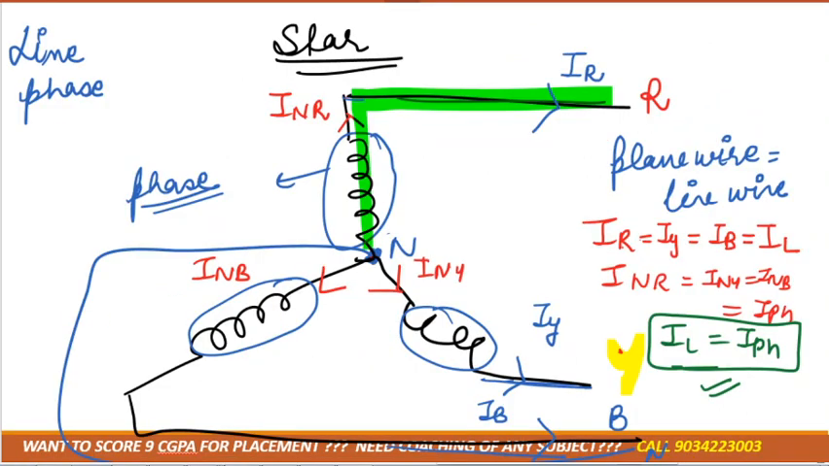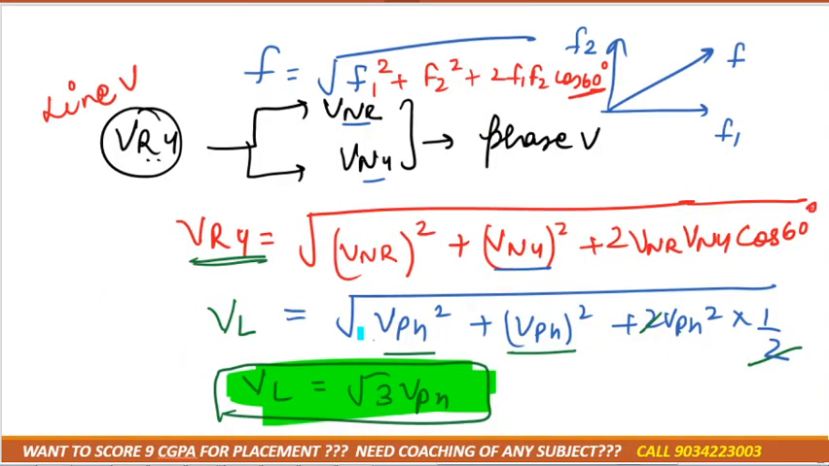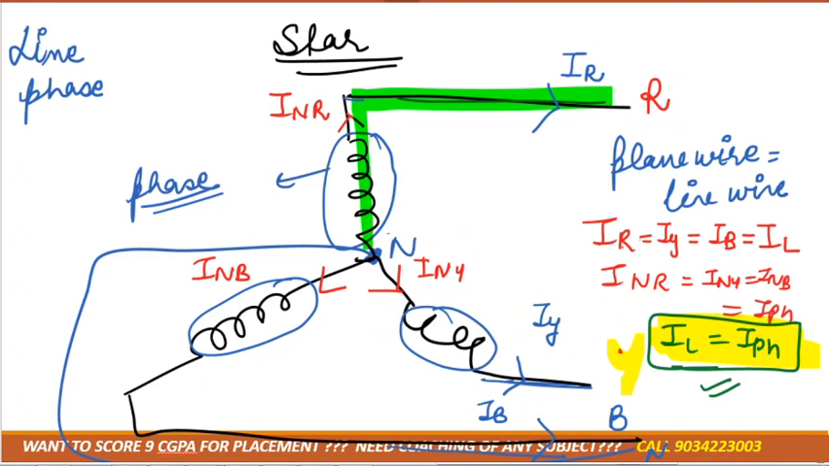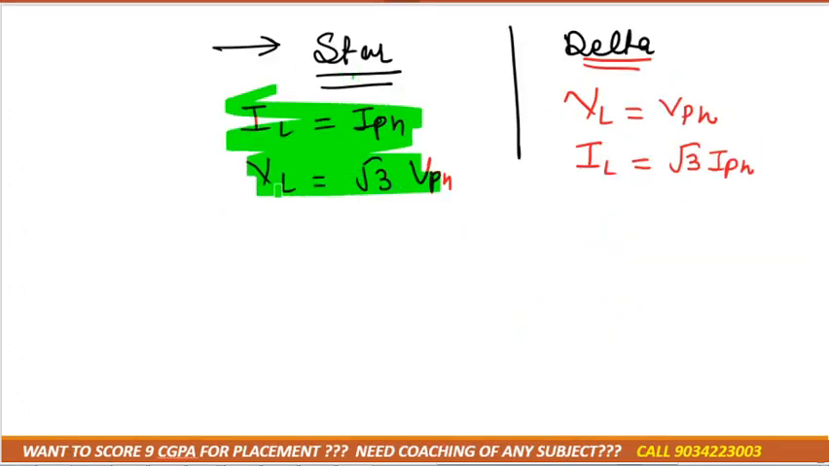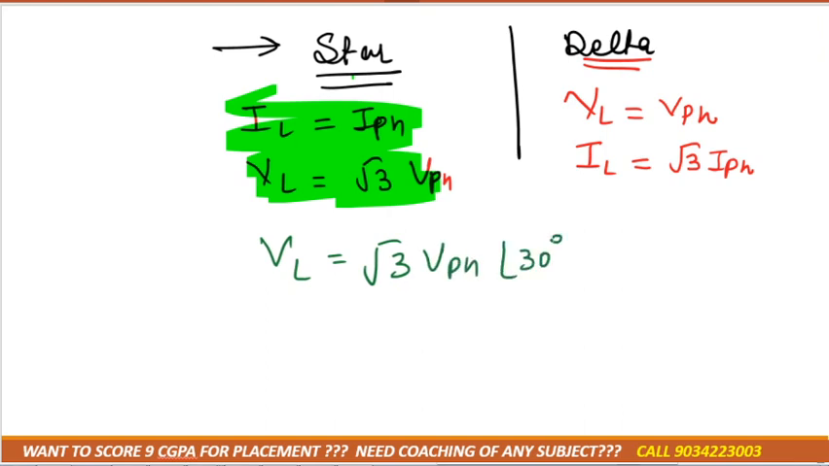So what we have studied is that in the star connection, line current is equal to the phase current but line voltage and phase voltage are different, right? That's what I told you. This is for the star connection. But there is one more thing we have to consider, the angle difference also. So VL is equal to root 3 VPH with an angle of 30 degree. How does this 30 degree angle come? Whenever there is a line voltage and phase voltage, the angle difference between line voltage and phase voltage is always 30 degree.